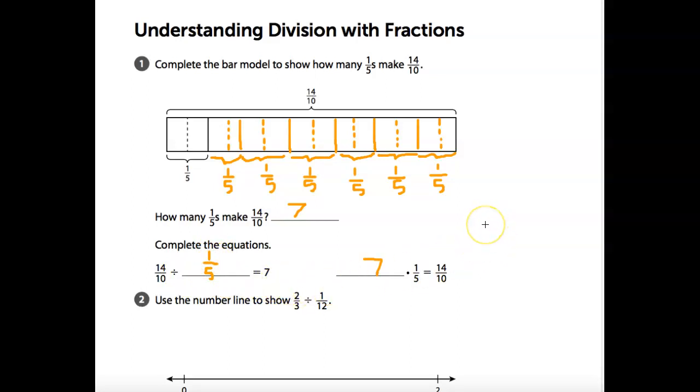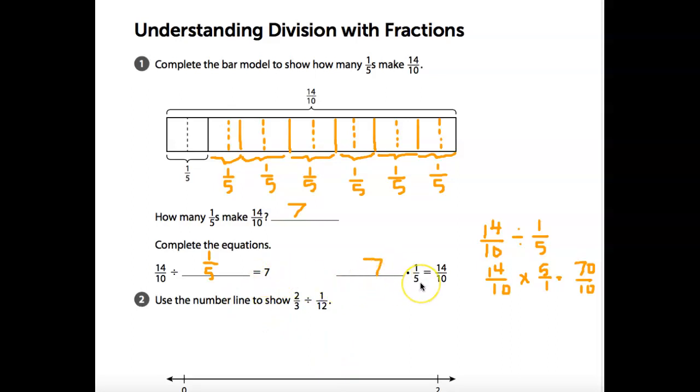Okay, so you can also show that with our math. 14 tenths divided by 1/5. So remember, in division of fractions, we keep the first fraction, and then we change division to multiplication and flip this fraction. Okay, so now 14 times 5 is 70, and then 10 times 1 is 10, and then this is a division problem. 70 divided by 10 is 7. Okay, that's how we got the 7 here.